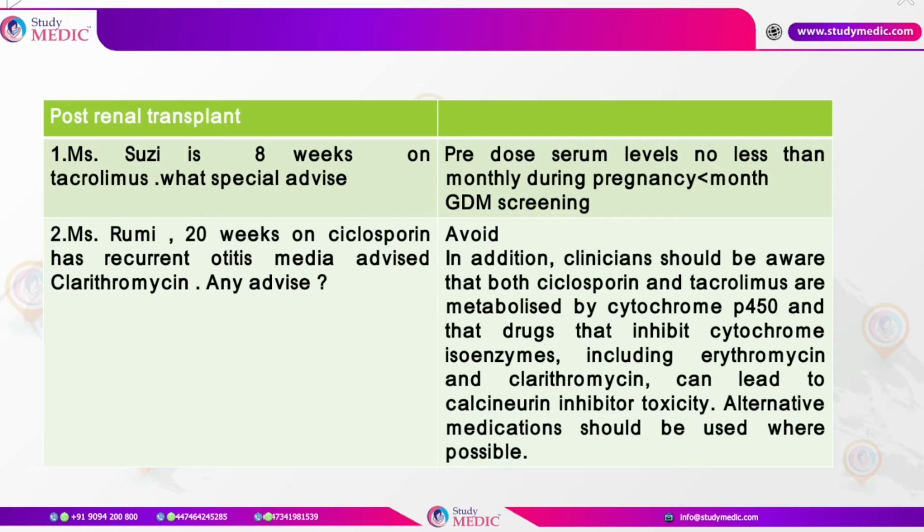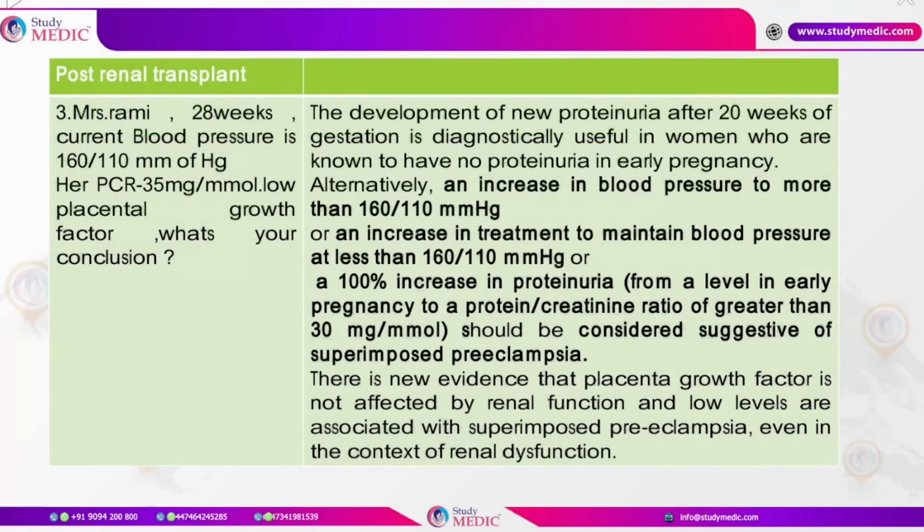Mrs. Rumi, second question, is at 20 weeks on cyclosporine and has recurrent otitis media, and she has been advised to take clarithromycin antibiotic. What advice will be considered over here? Clarithromycin should be avoided. The clinician should be aware that both cyclosporine and tacrolimus are metabolized by cytochrome P450, and drugs that inhibit the cytochrome isoenzymes, including erythromycin and clarithromycin, can lead to calcineurin inhibitor toxicity. In that context, an alternative medication should be used wherever possible.